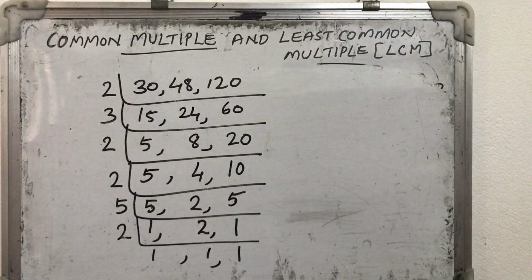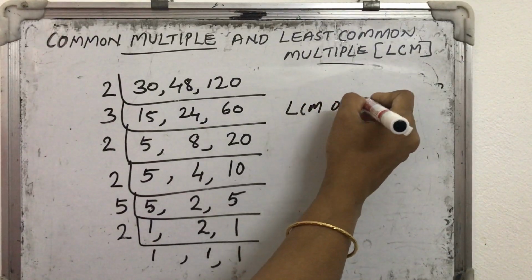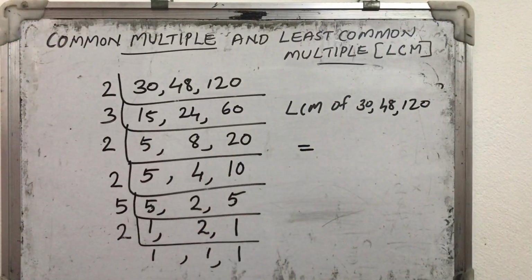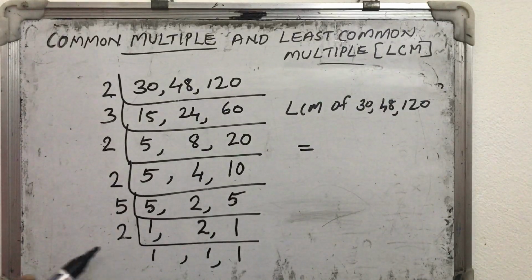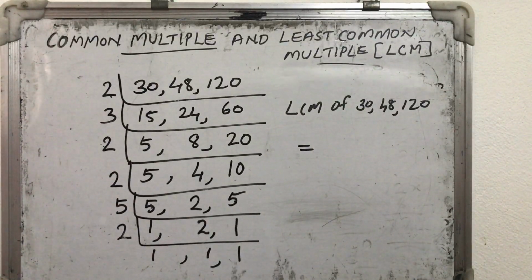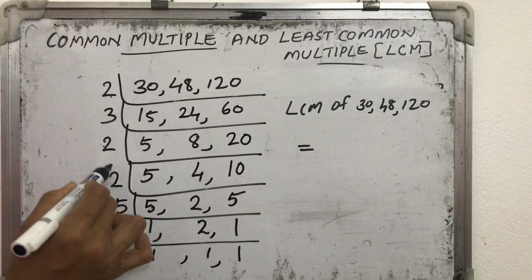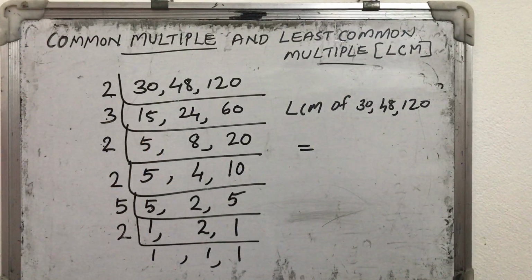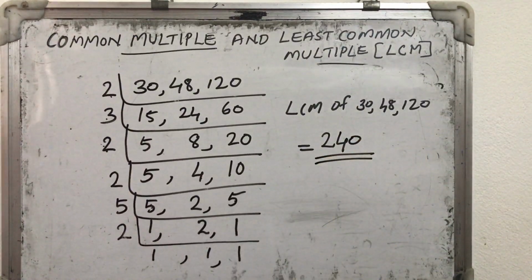Now the LCM will be what? LCM of 30, 48, 120 is equal to 2 into 3 into 2 into 2 into 5 into 2. Their product will be that. When we multiply, first 2 into 5, 10. 10 into 2, 20. 20 into 2, 40. 40 into 3, 120. 120 into 2, 240. So 240 is the LCM of 30, 48 and 120.